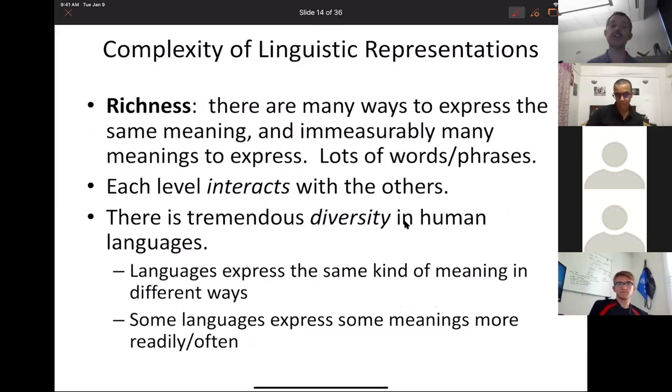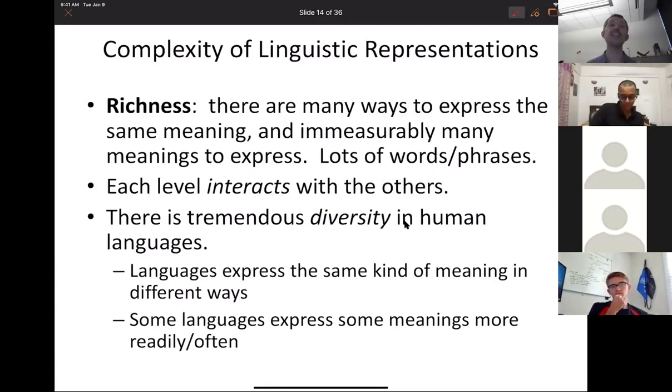Another problem is richness. There are many ways to express the same meaning and immeasurably many meanings to express. So we have lots of words, lots of phrases, but we can also combine those in an almost unlimited number of different ways to get different meanings, to get different sentences, to get different discourses. And each of these levels interacts with the others. There's an interface, as a linguist would say, between each of these levels of representation.